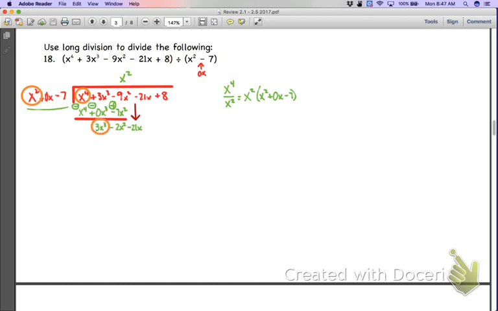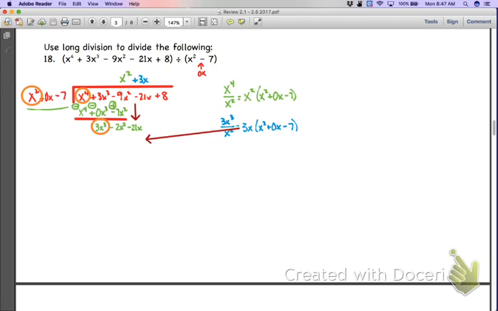So now I have a new lead. So I have 3x to the third. I'm still going to divide that by x squared, so I'm going to take 3x to the third, and I'm going to divide it by x squared. So whenever I do that, I have 3x. So plus 3x. Take that, multiply it with x squared plus 0x minus 7. Whatever I get right there, I'm just going to take it and I'm going to put it right here.